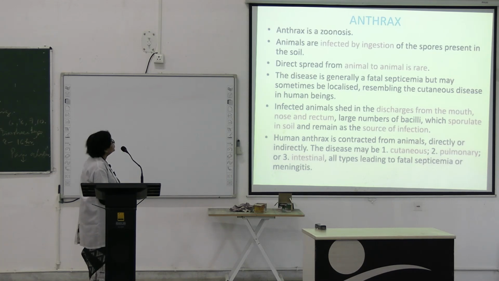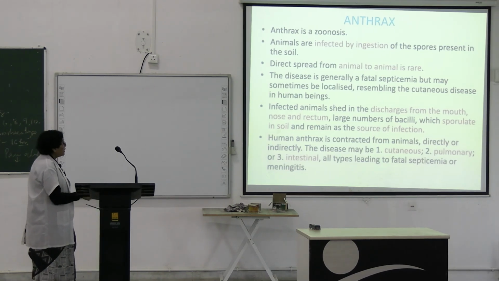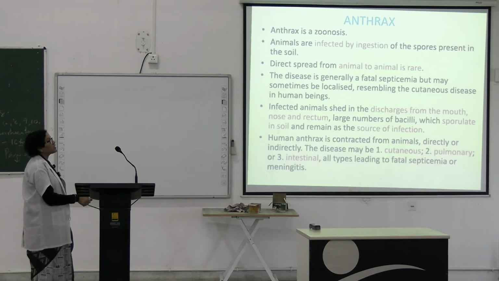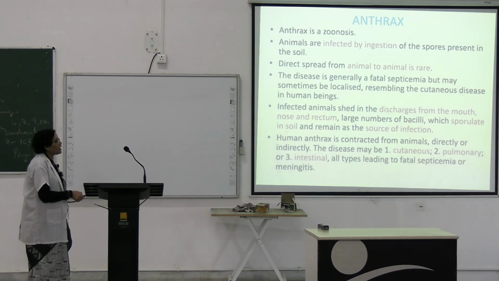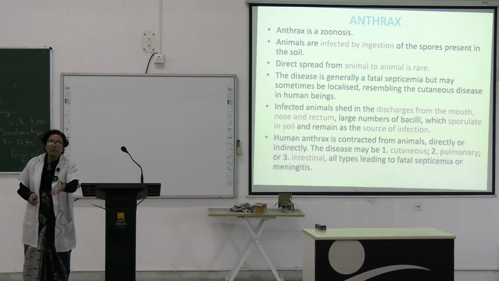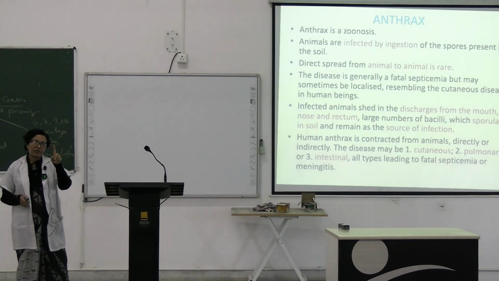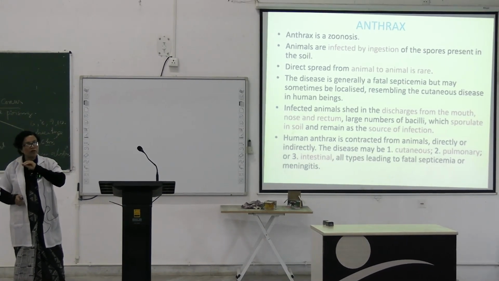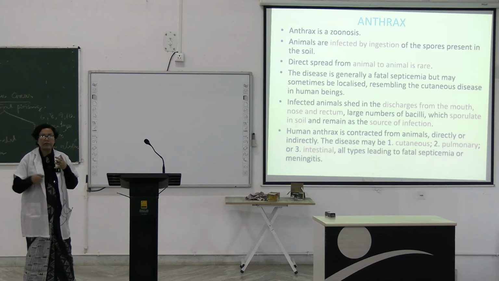Anthrax is a zoonosis, that means a zoonotic disease, infected by ingestion of the spores present in the soil. When infected animals shed discharge from the mouth, nose and rectum, large numbers of bacilli fall in the soil, which sporulate in the soil and remain as a source of infection. Spore is a source of infection. The next animal, during grazing, takes grass along with the spore, and that animal will be infected. The spore will be converted into vegetative form, then multiply in huge numbers, produce toxin and attack that animal.